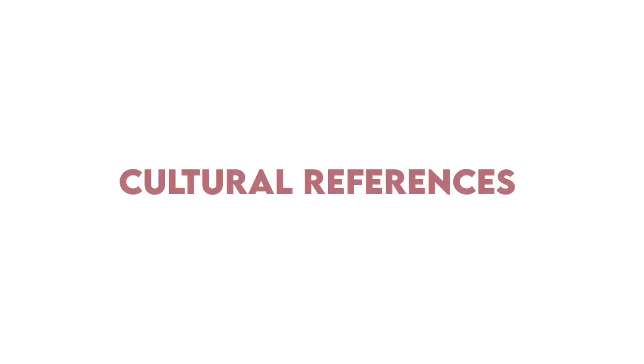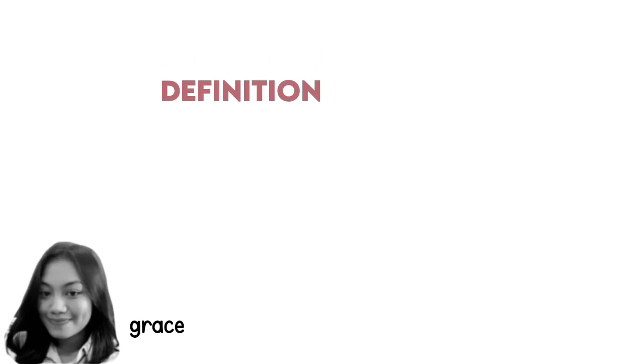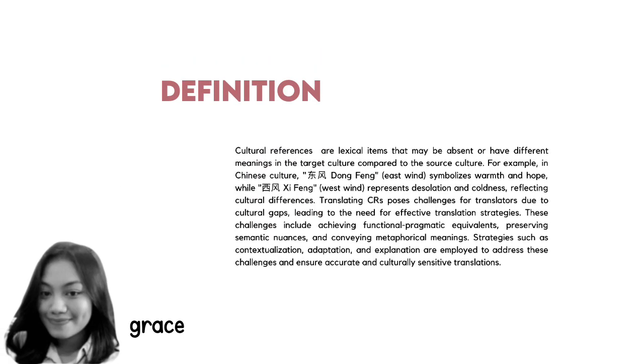Next, we're going to talk about cultural references. So, what are cultural references? Cultural references are lexical items that may be absent or have different meanings in the target culture compared to the source culture. For example, in Chinese culture, Dongfeng or east wind symbolizes warmth and hope, while Xifeng or west wind represents desolation and coldness, reflecting cultural references.